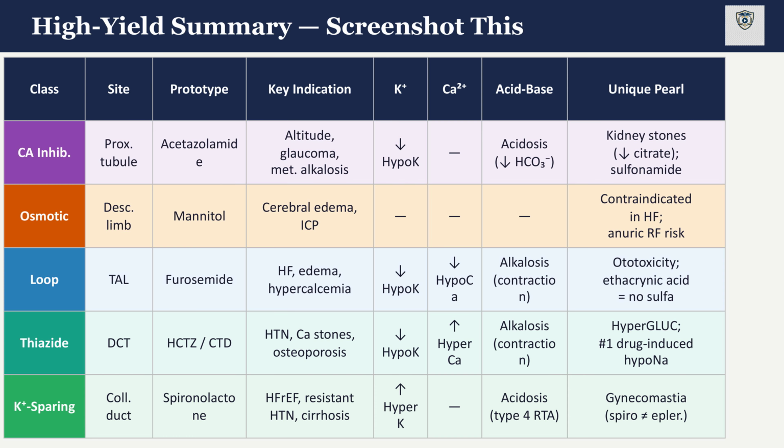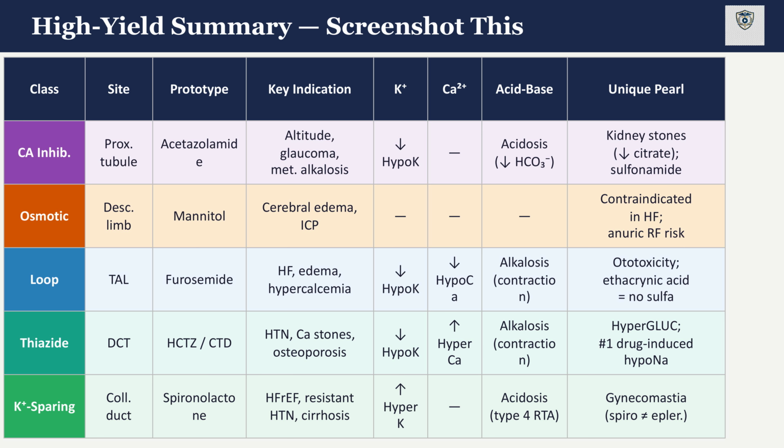Let's pull everything together in one high-yield table. This is your screenshot slide. For carbonic anhydrase inhibitors, proximal tubule, acetazolamide, used for altitude and glaucoma and metabolic alkalosis, causes hypokalemia and acidosis. Key pearl is kidney stones from reduced citrate. Osmotic, descending limb, mannitol, cerebral edema, but contraindicated in HF. Loop, thick ascending limb, furosemide, volume overload and hypercalcemia, causes hypokalemia, hypocalcemia, and alkalosis. Board pearl is ototoxicity and ethacrynic acid as the sulfa-free option.